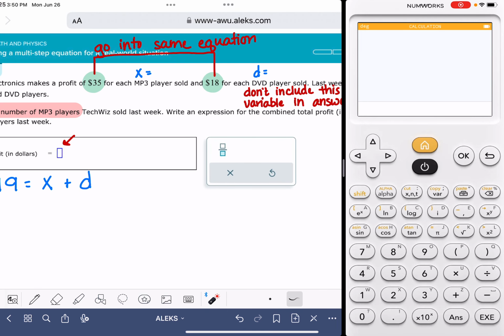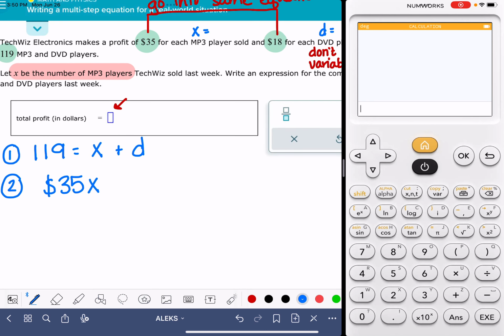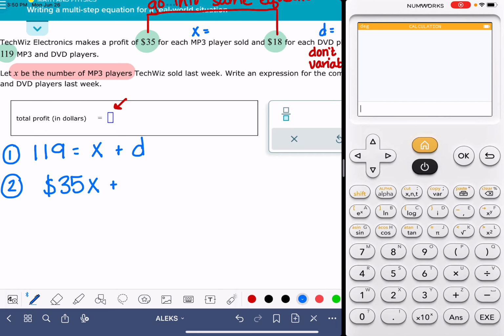The problem tells us that these are the profits. A profit of $35 for the MP3 players and a profit of $18 for the DVD players. So I know that for every MP3 player that they sell, they're making $35. $35 times the number of MP3 players is going to give me the profit coming from MP3 players. I can do the same thing for DVD. The number of DVD players times $18, that's going to be the total profit coming from the DVD players.